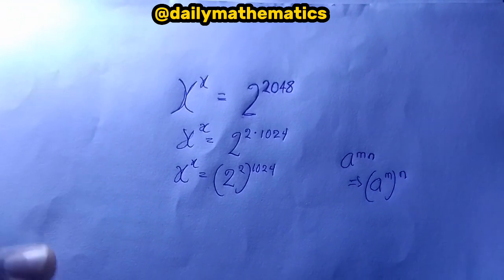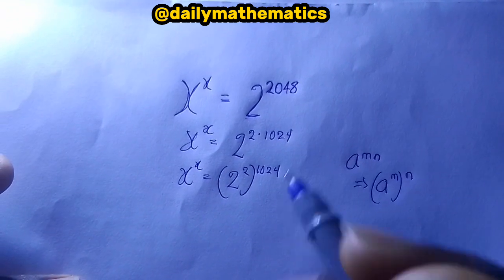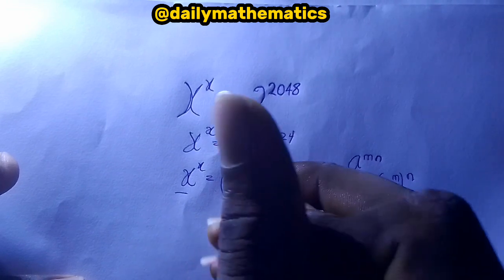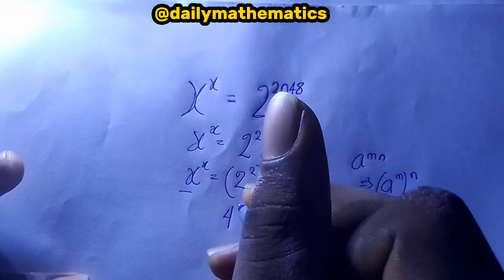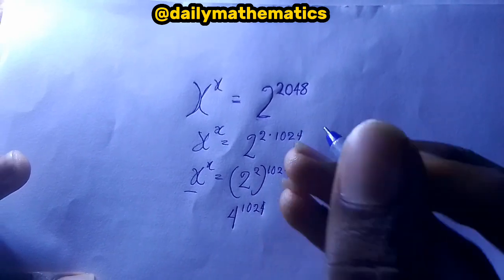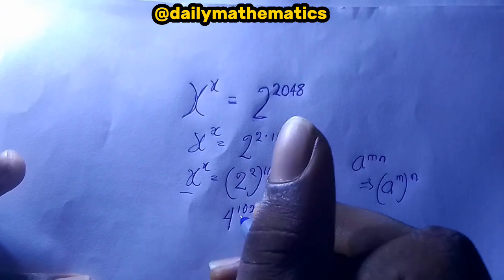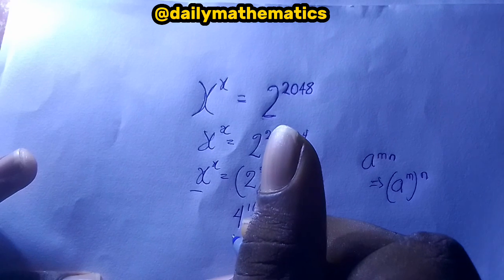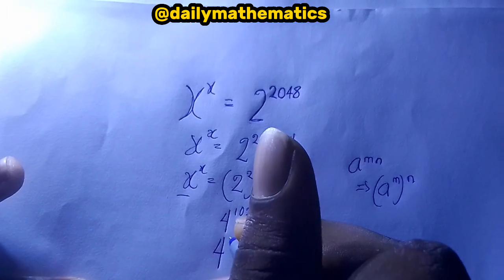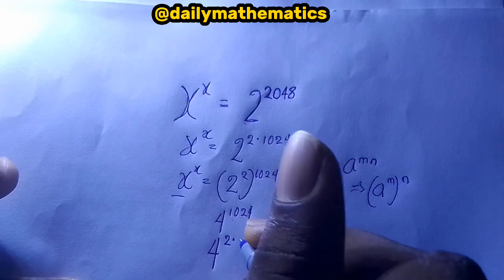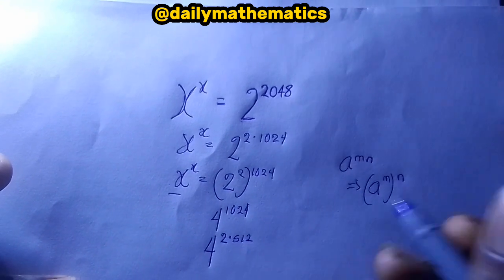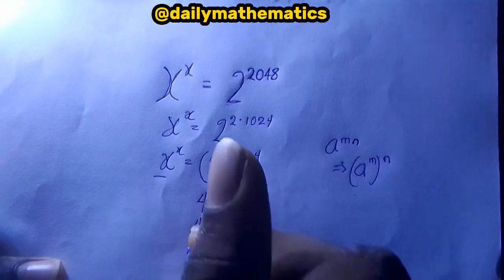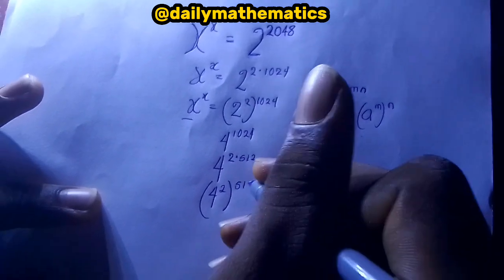So we will continue this till we get to a number raised to the power of itself. We just leave this for a while. So we have 2 squared equals 4 raised to the power of 1024, right? We do the same: 1024 is the same as 2 times 512, so that we have 4 raised to the power of 2 multiplied by 512. What we did here, we're also doing here. So we bring this: 4 squared, bracket, raised to the power of 512.